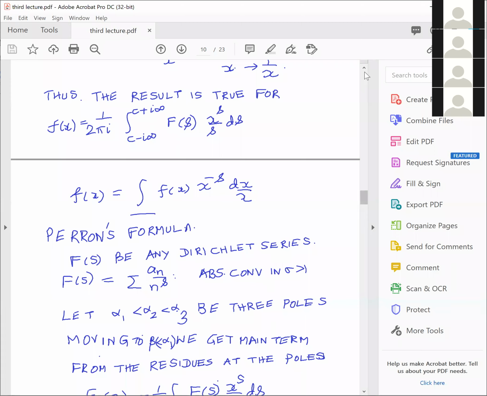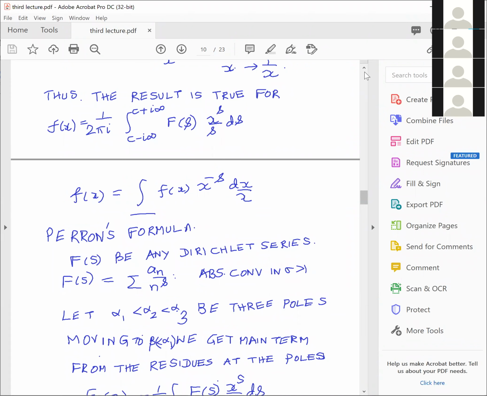Okay, and I am now saying that, for example, I move, I cross more, I get the main term more or less by crossing all the poles. Because I have my integral from c minus i infinity to c plus i infinity, and I move towards the left. And if there are poles, I cross the poles, and that gives you the residue, that gives you the main term, and then I go to the left.